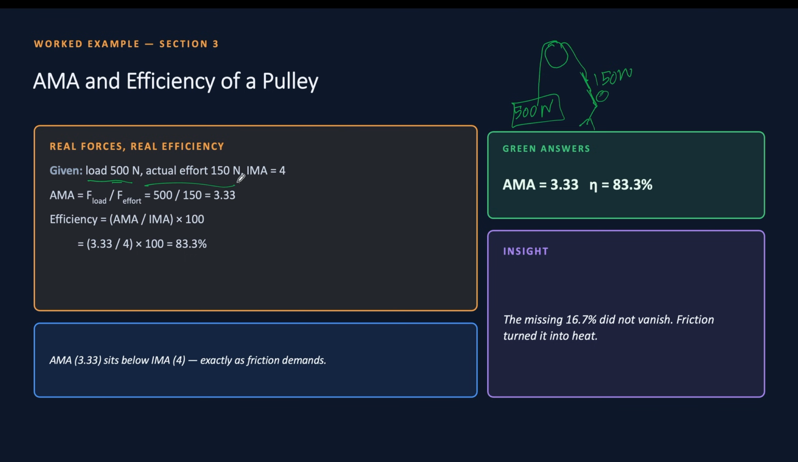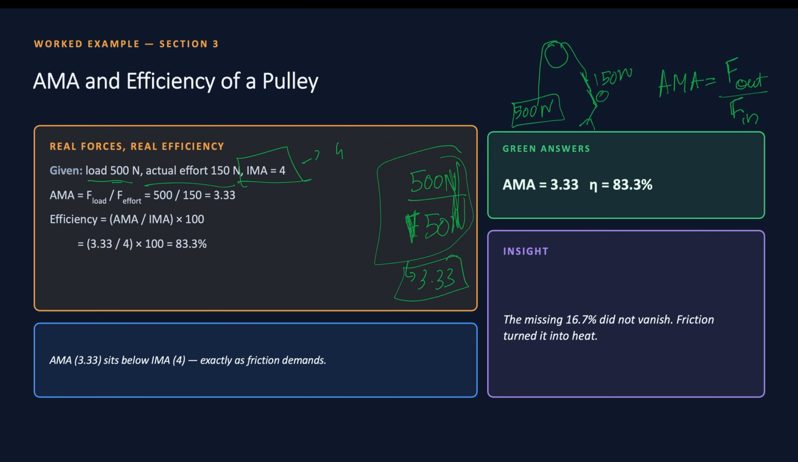Your ideal mechanical advantage is 4. So your actual mechanical advantage is your force out, because force out has to be greater than force in, right? Over your force in, which in this case would be 500 newtons, over force in, which is 150 newtons. Newtons cancel out, you're left with about 3.33. Okay?